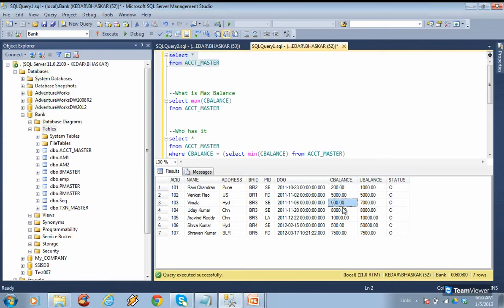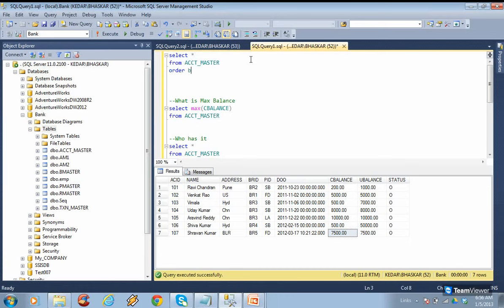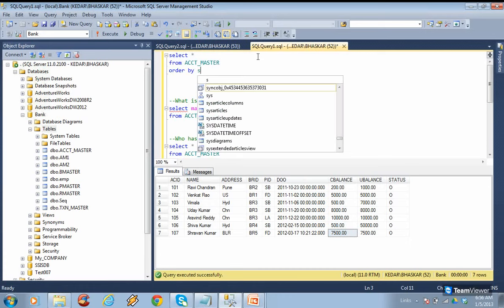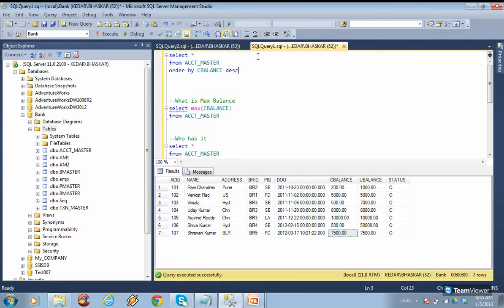100, 5,000, 500, 8,000. So what is the second highest? Let me sort it by balance descending. So let us see, the balance is 8,000 rupees. Uday Kumar has it. Okay. Now the question is we have to get Uday Kumar. Now how do we do that?